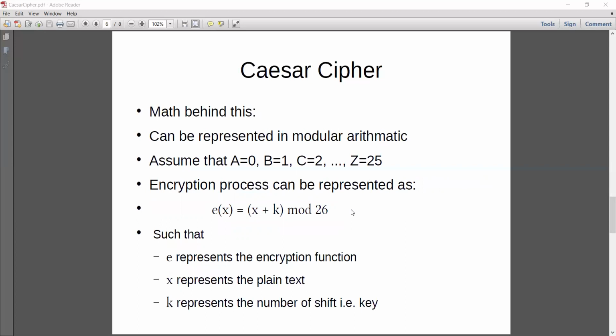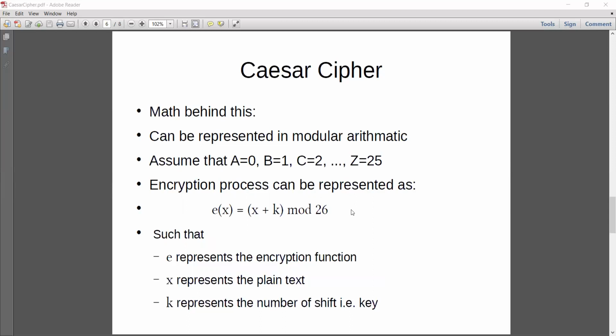Now, mathematically, how can we formulate this technique? The Caesar cipher technique is easily formulated using modular arithmetic. Assuming that capital A is 0, capital B is 1, capital C is 2, and thus capital Z is 25, because there are 26 alphabets and A is 0, so capital Z is 25.